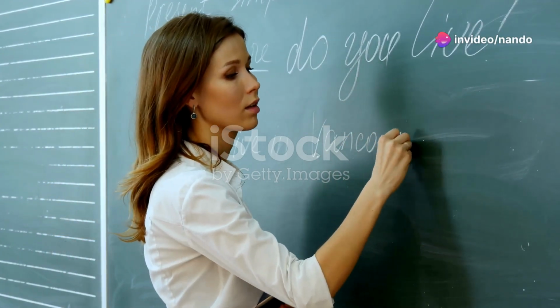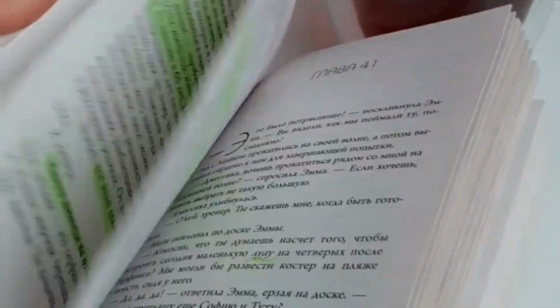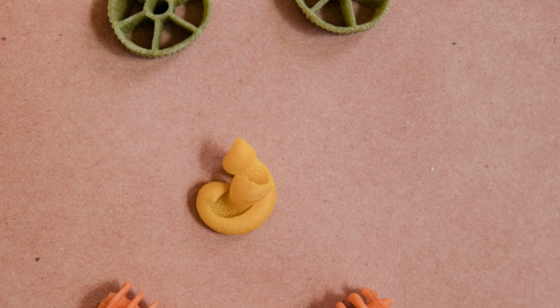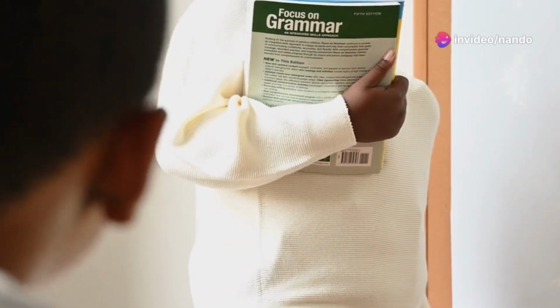All right, let's start with articles. Now, you use these every single day, whether you realize it or not. They're those little words that come before nouns. You know, a noun: a person, a place, or a thing. In English, we have the, and a and an. The is what we call the definite article. We use the when we're talking about something specific, something that both the speaker and the listener already know about.